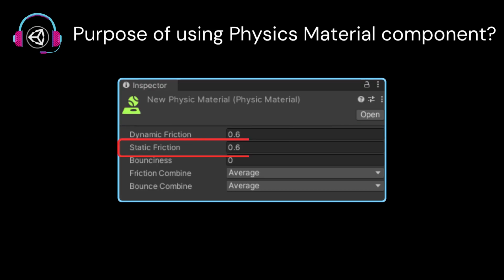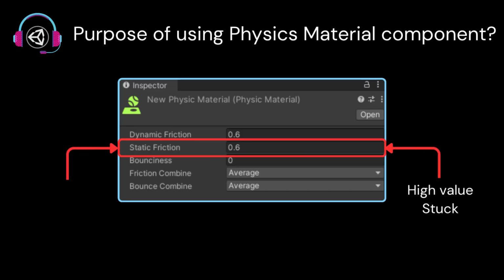Next one is static friction. This controls how much force is needed to start moving an object from rest. If static friction is high, the object won't move easily, and if static friction is low, even a small push makes them slide. Think of a heavy crate. If static friction is set to 0.8, it takes more force to push, and if it's set to 0.1, even a slight push makes it move.